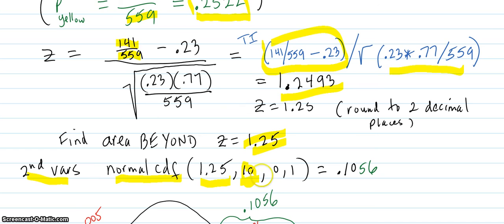10 is so far out in the right there's virtually no area out there. That's why I like to just put that number. But it could have been 100, it could be 20, it could be even 7 or something, but 10 is a nice number. So that's what I use to go out into the tail with. And the mean of the z-scores is 0, standard deviation is 1. So when you run that, you get 0.1056 area beyond a z-score of 1.25.